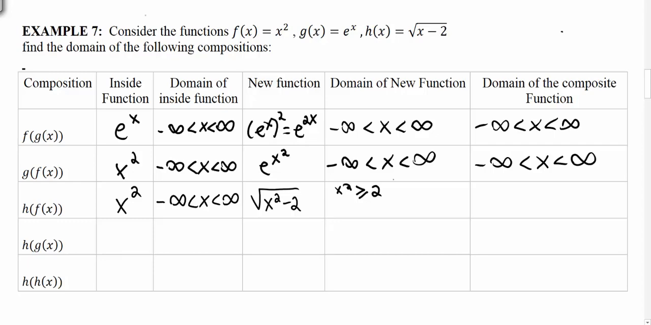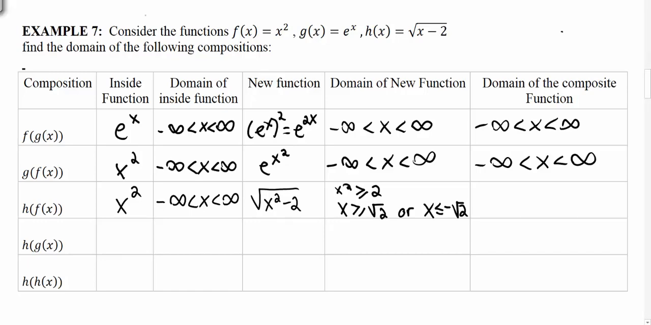And we can use that to set up our domain. So if x squared has to be greater than or equal to 2, that tells us that x either has to be greater than or equal to the square root of 2, or x has to be less than or equal to negative square root of 2. Anything in between negative square root of 2 and positive square root of 2 is going to result in a negative number underneath the square root, and that won't satisfy what we need.